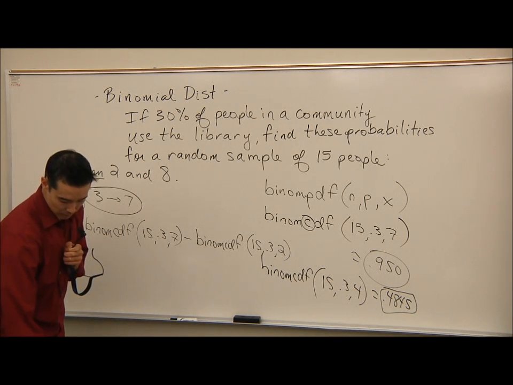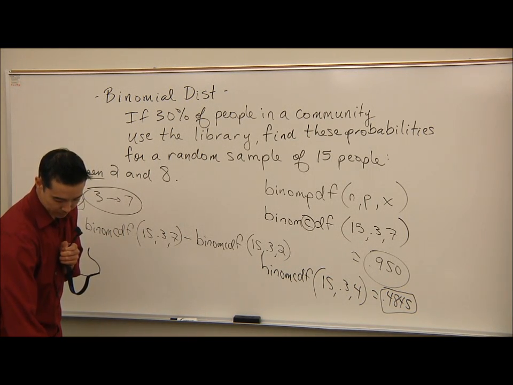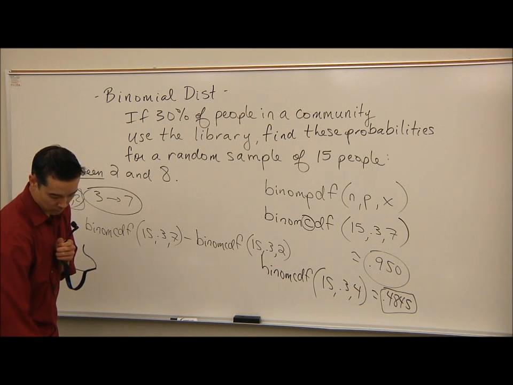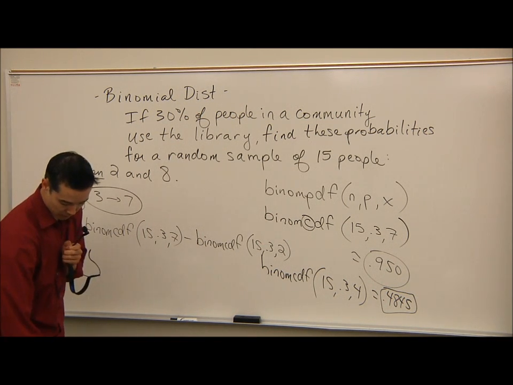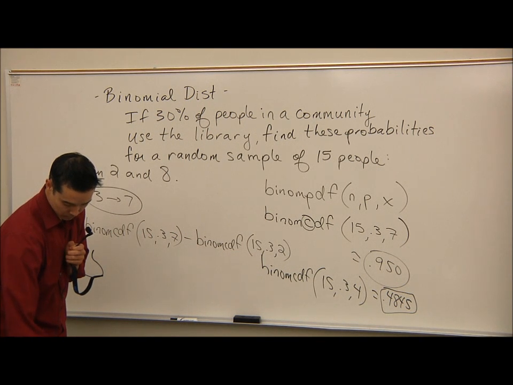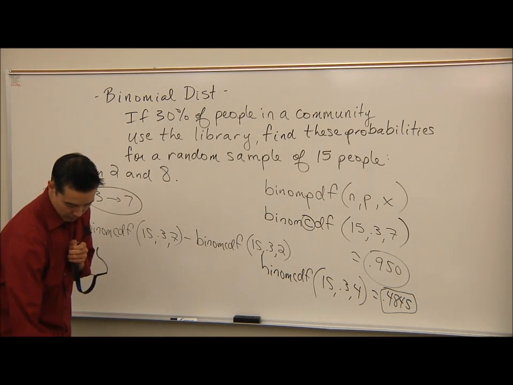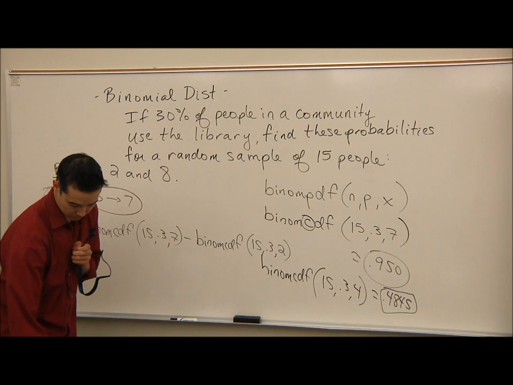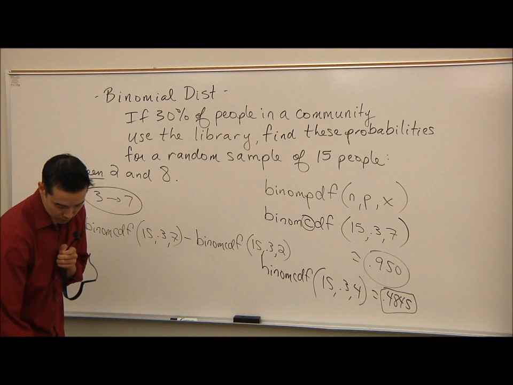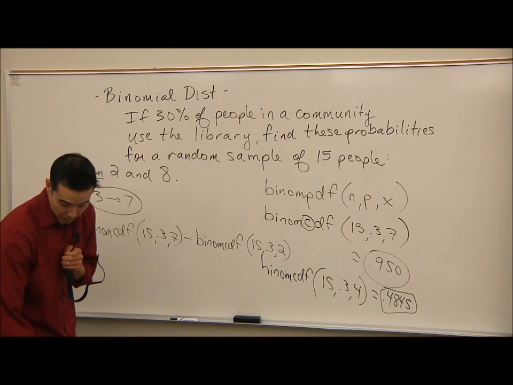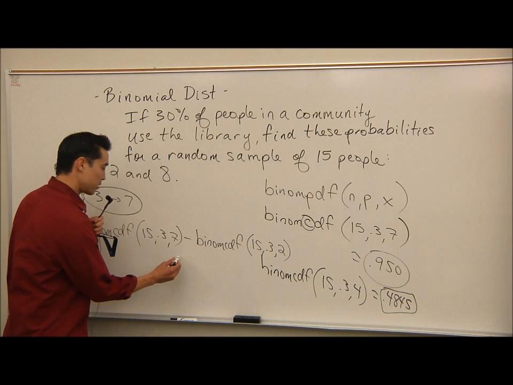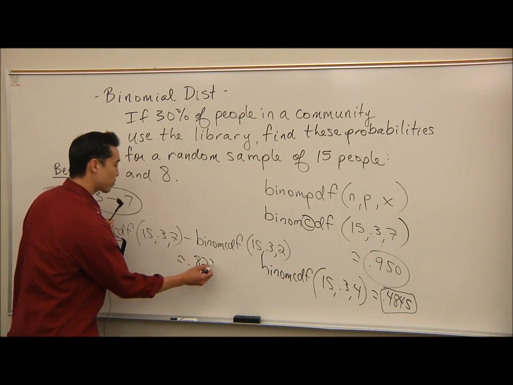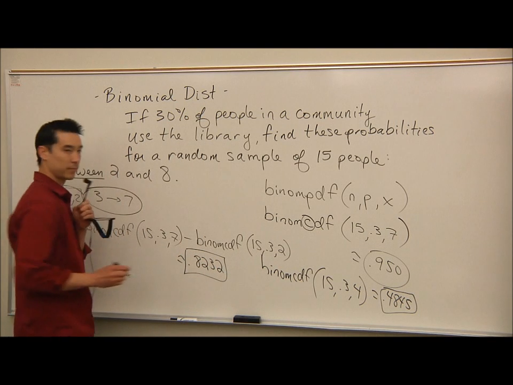So, same place, distribution. We have 15, comma, 0.3, comma, 7. Minus, then distribution again, Binom CDF, 15, 0.3, 2. And you get 0.82315, so round it up, so 0.8232. So approximately 0.8232. Okay?